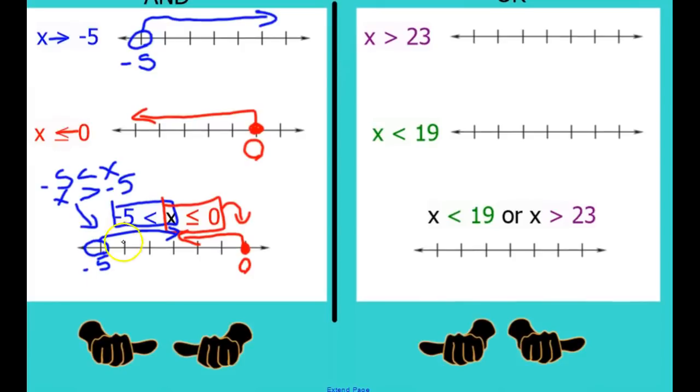We show our AND inequalities by these symbols. We can draw an arrow between both of these. So this symbol shows that we're going to have two arrows meeting in the middle.